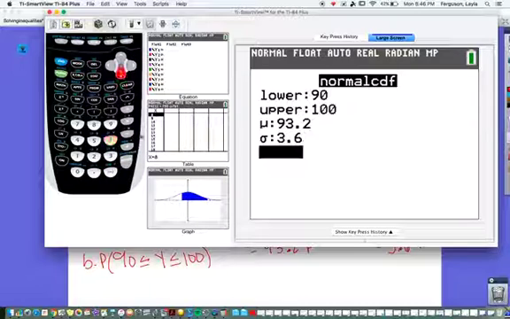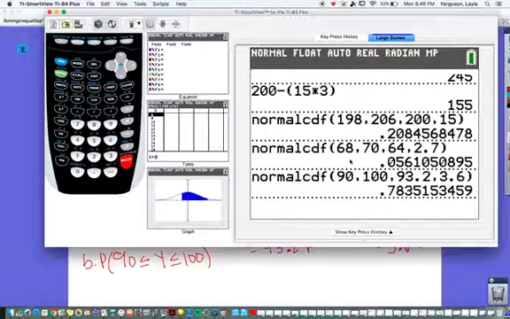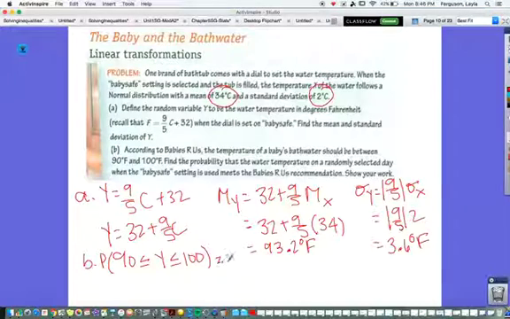And so then we would just work that out on the calculator, and we would get 0.7835. So this is approximately 0.783, which is pretty much 78%. So that means that there's a 78% chance that the water temperature meets the recommendation on a randomly selected day.